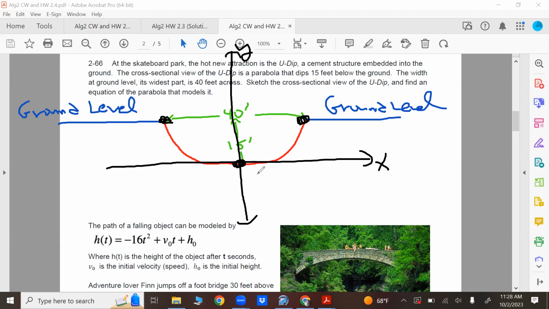What are the coordinates of all my points here? What's the coordinates of my vertex? I made it pretty easy. 0, 0. If you can make it 0, 0, that's nice, right? What are the coordinates of the other 2 points at the ground level?